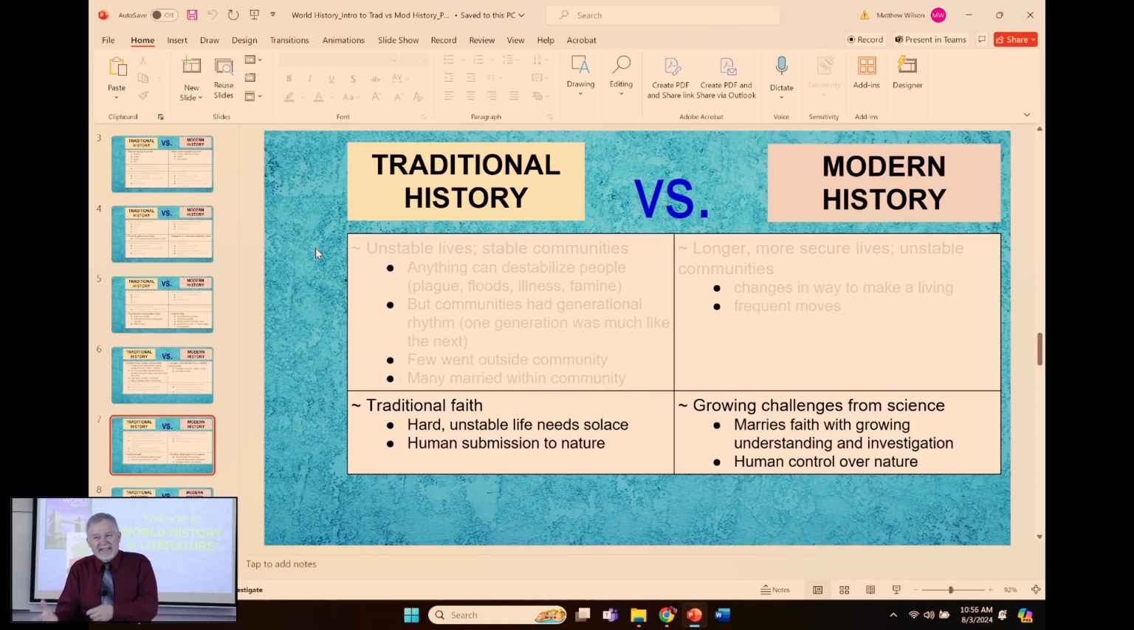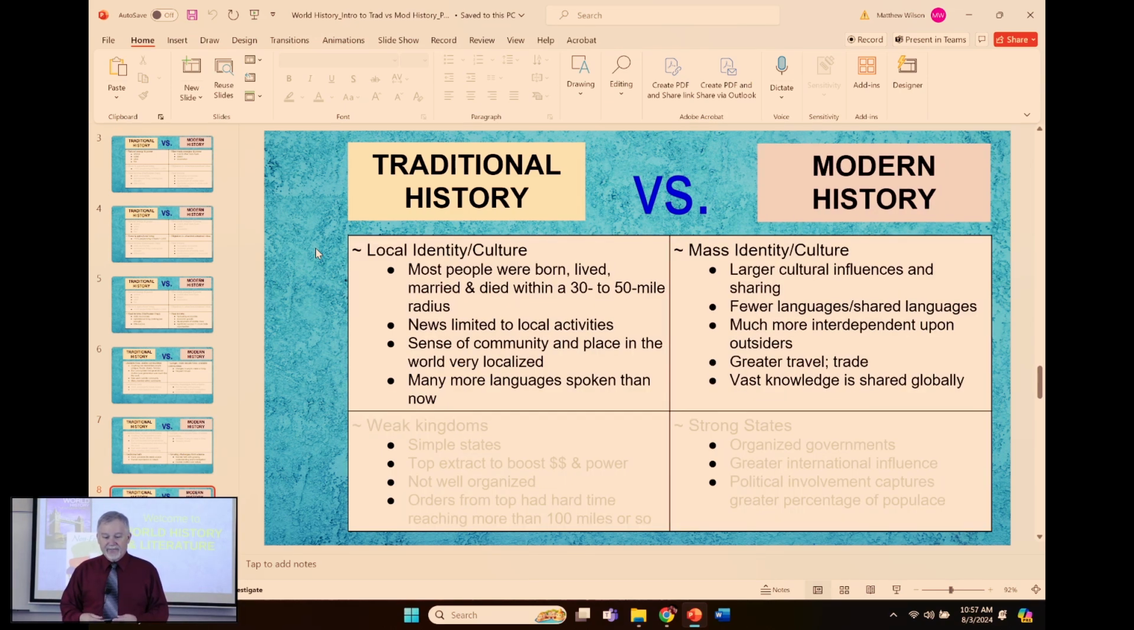And so it gives more, or at least gives the appearance that humans have more control over nature. Nature doesn't just beat them up. They can actually fight back a little bit. They can manipulate nature a little bit in their environments. So that's another one of modern deal.